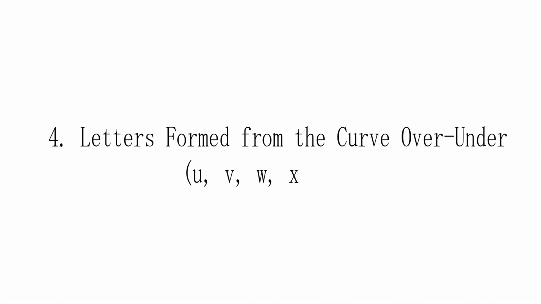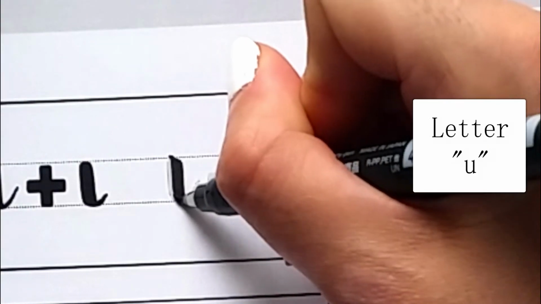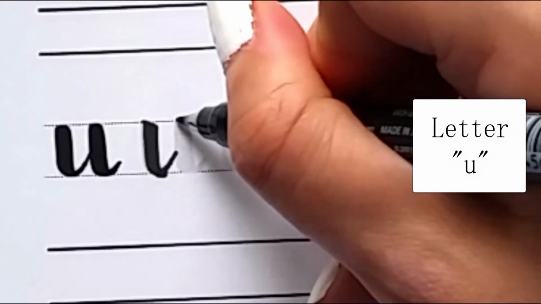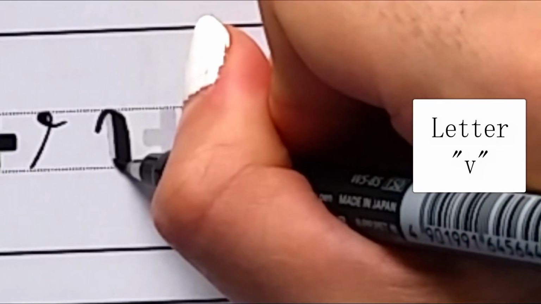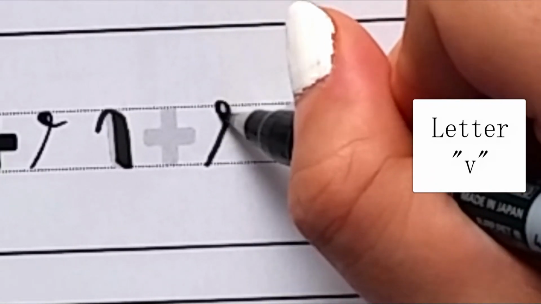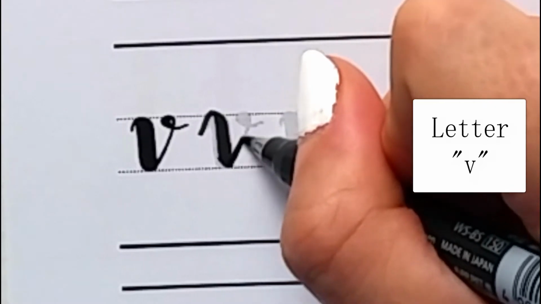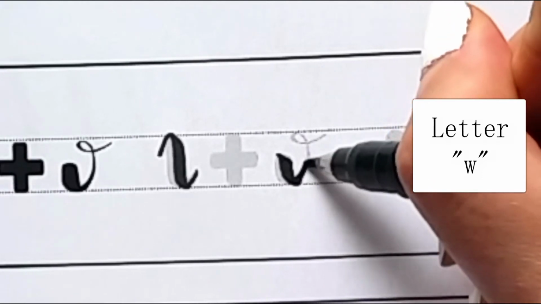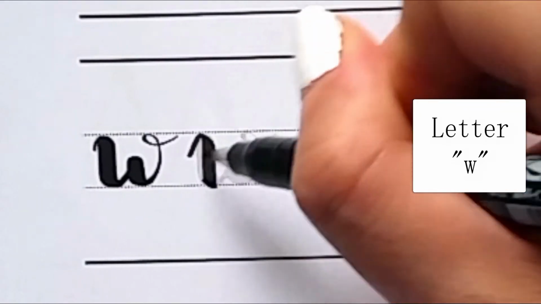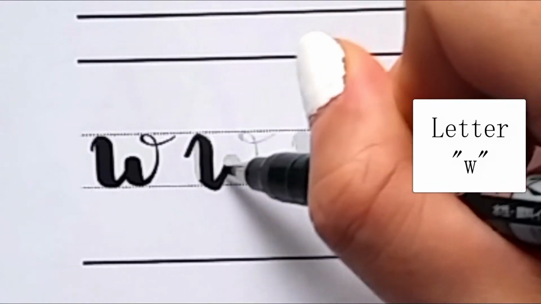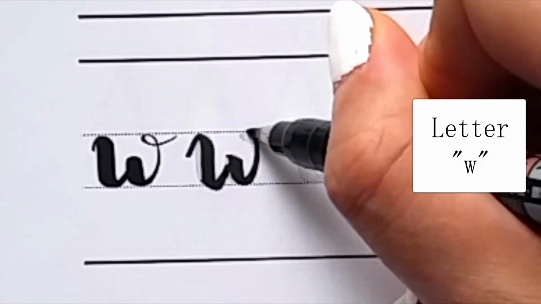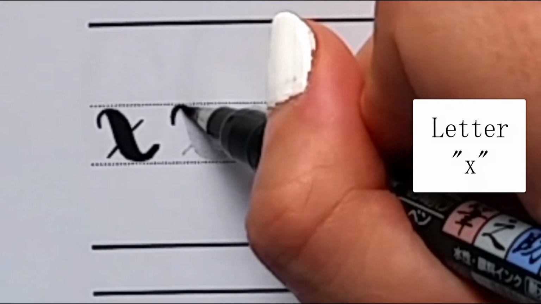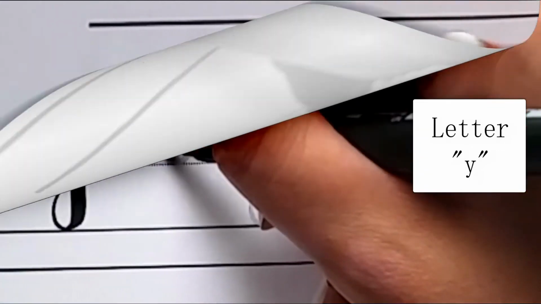letters formed from the curve over under: V, last letter Y.